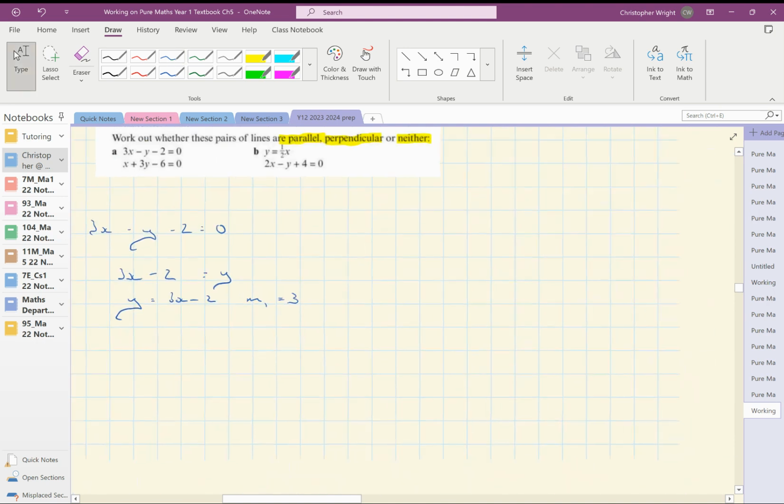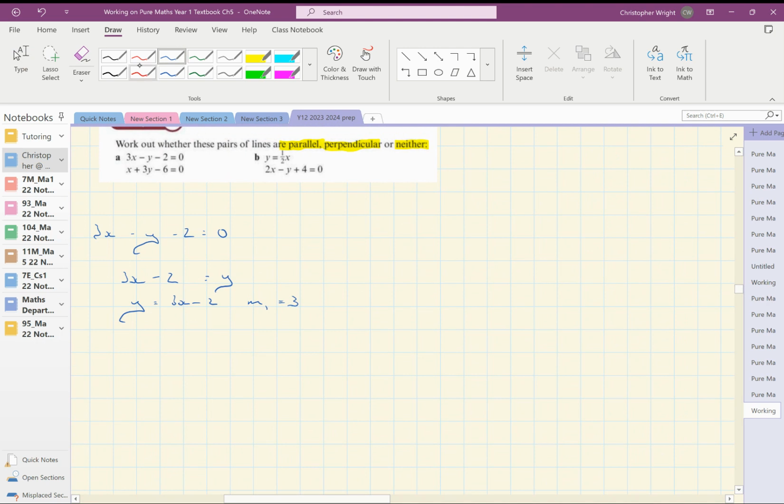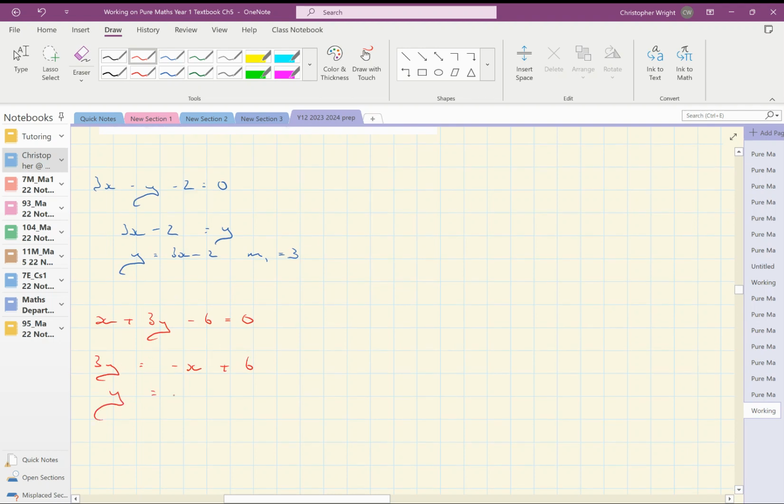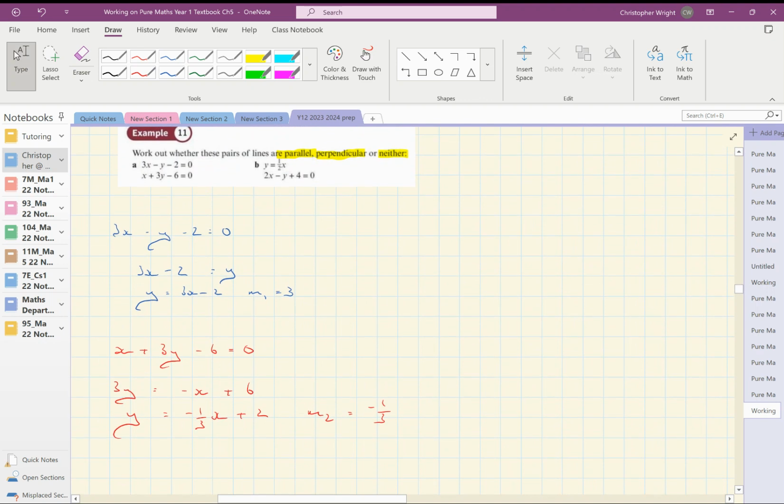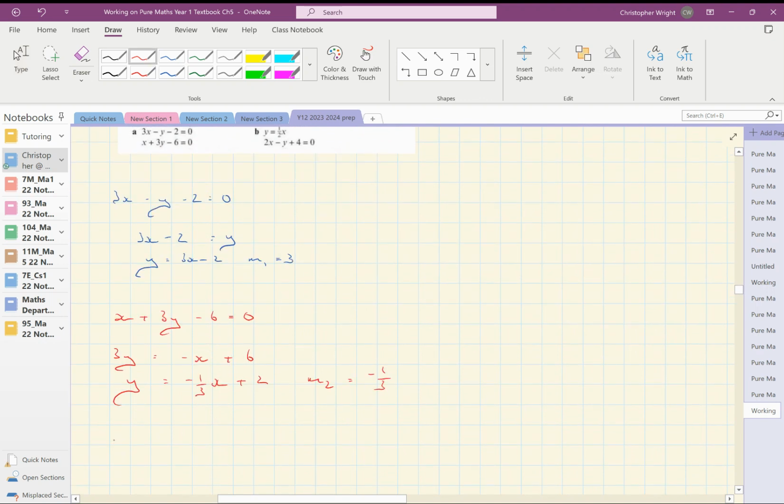Great. Let's have a look at the second line. So the second line is x plus 3y minus 6 equals 0. So I'm going to write that as 3y equals minus x plus 6. Divide both sides by 3, it gives me minus a third x plus 2. And so m2 is minus 1/3. Well, I see that m2 is minus the reciprocal of m1. So the two lines are perpendicular. Perpendicular. So that's A done.